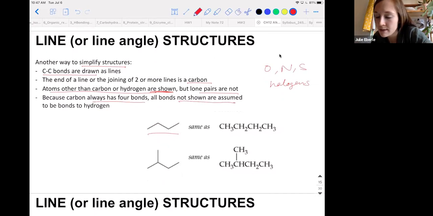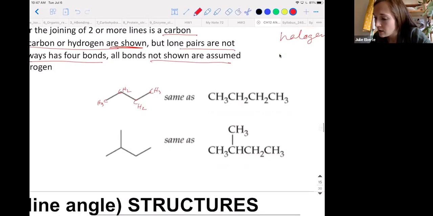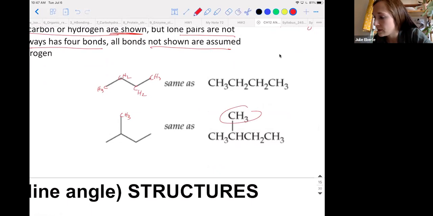So for example, we have these examples right here. CH3, CH2, CH2, CH3 would match up with this line structure. Here's the CH3, here's the CH2, here's the CH2, here's the CH3. Any dead end is a CH3 group. We also have a branched alkane here. Here's the branched CH3 group right there, and that would match up with the branched butane that you see there, okay?